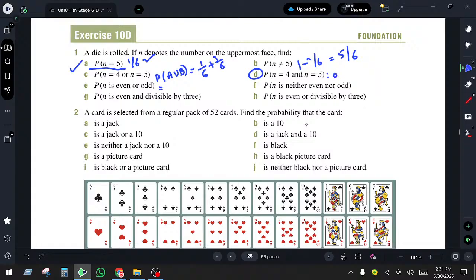Okay. What about even or odd? Even is 2, 4, 6. Odd is 1, 3, 5. So 1 by 2 plus 1 by 2, it's 100%. 100% means the result will come. Out of 1, 2, 3, 4, 5, 6, how many are odd? Is there any number that is neither odd nor even? No. So your answer must be 1 only. What is neither even nor odd? It is opposite to this E, so it is 1 minus 1 equals 0. Is there any number among 1 to 6 which is neither even nor odd?